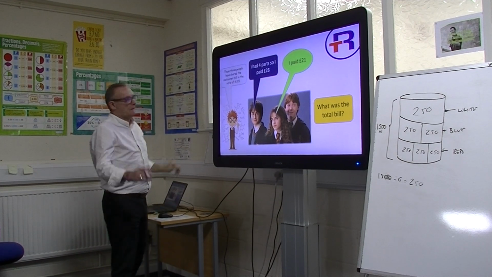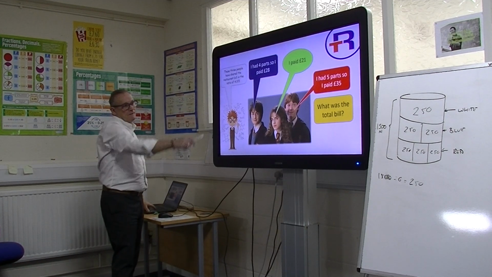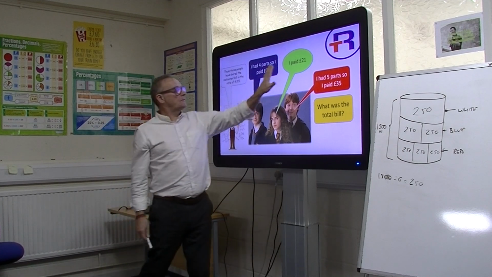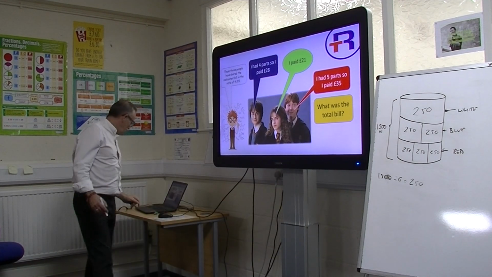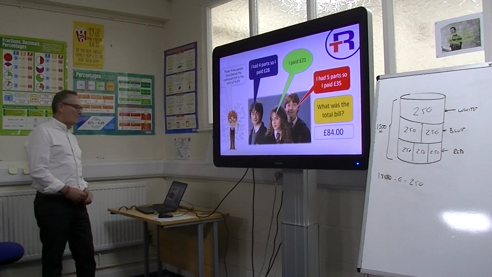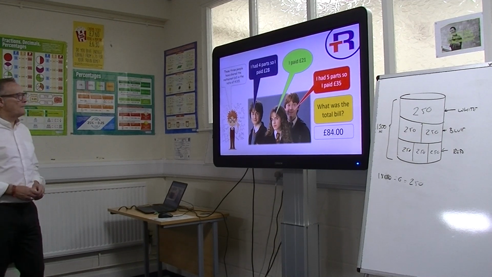That's if each course is the same amount of money. Then 35. So the total bill is obviously those three added together, which is 84 quid. Yeah, we've got this.